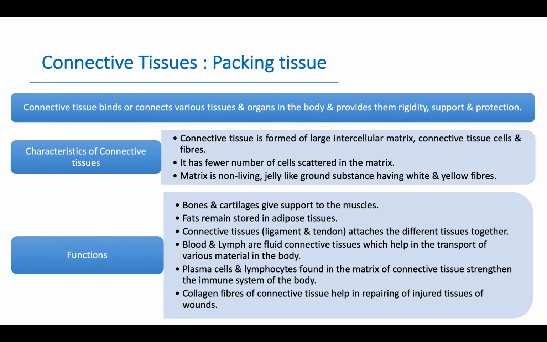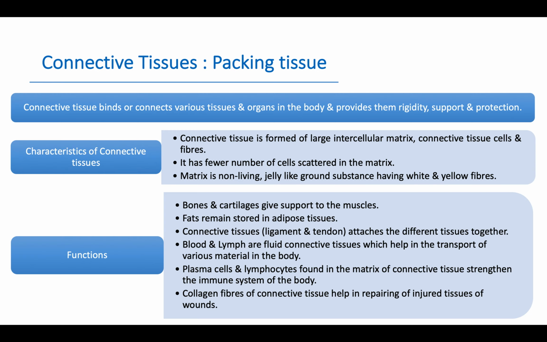General functions of connective tissue. Bones and cartilage give support to the muscles. Fats remain stored in adipose tissues. Connective tissues, ligament and tendon, attach the different tissues together. Blood and lymph are fluid connective tissues which help in the transport of various materials in the body.